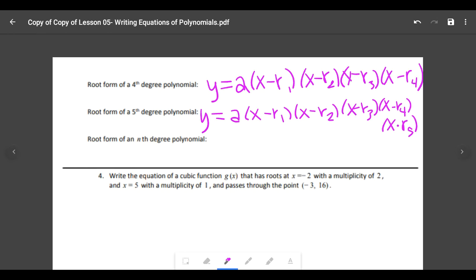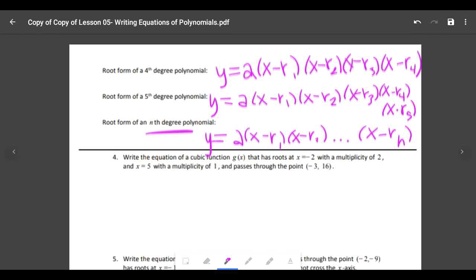Now, the very next thing is I say nth degree. That means some higher degree. I'm still going to keep the same format. It's just my very last one. There'll be n of these.